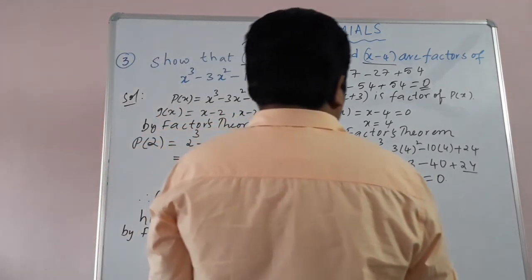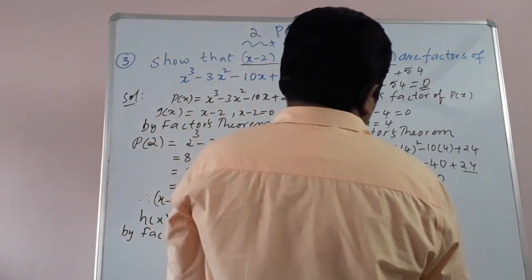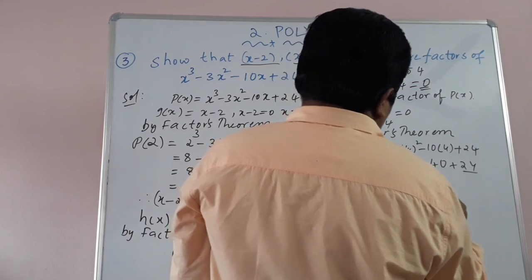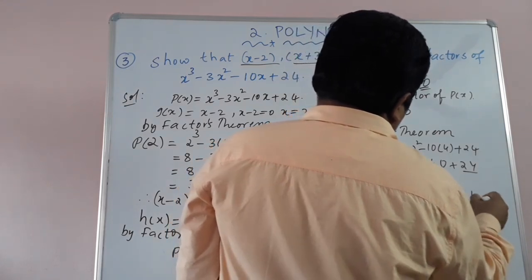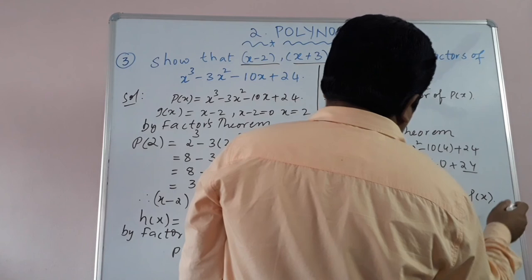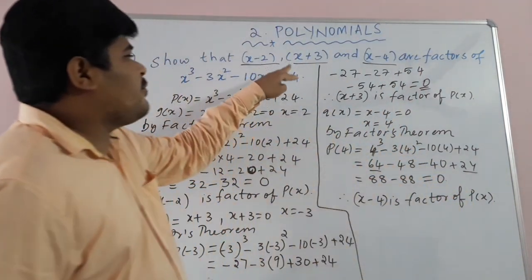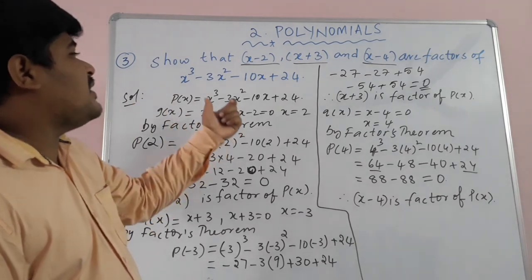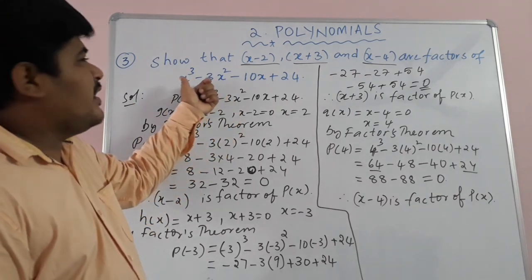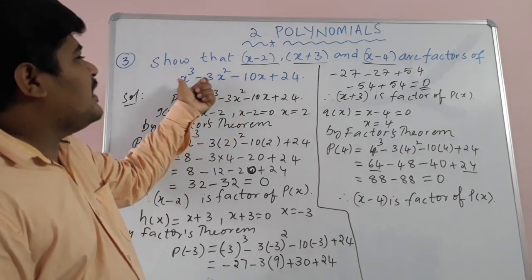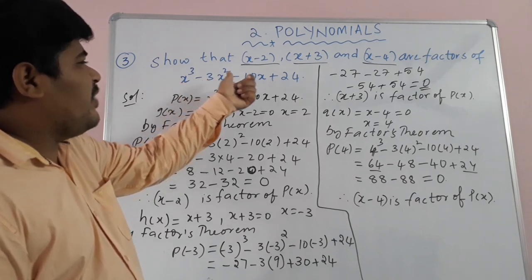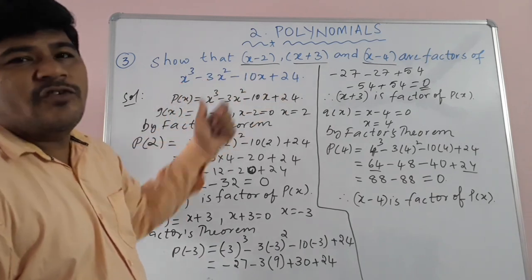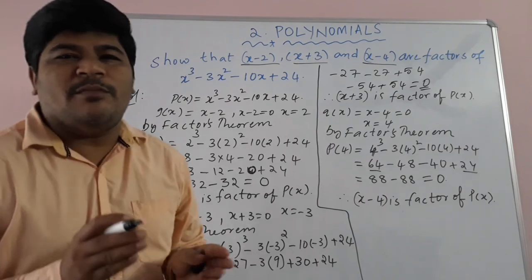So here you can write, therefore x minus 4 is a factor of p of x. So children, whatever they gave in the problem, x minus 2, x plus 3, x minus 4, all these linear expressions are factors of the given third degree polynomial x cube minus 3x square minus 10x plus 24. In this way, we will solve this problem.